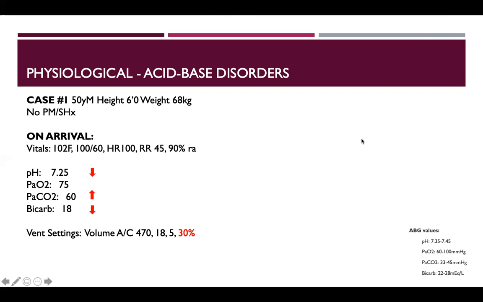Yeah, so given his high respiratory rate, but he has a low pH and a high PaCO2, I'm guessing he has a low tidal volume, so he's still hypoventilating despite the very fast respiratory rate. Okay, great. And let's see, any other abnormalities that you guys can see?